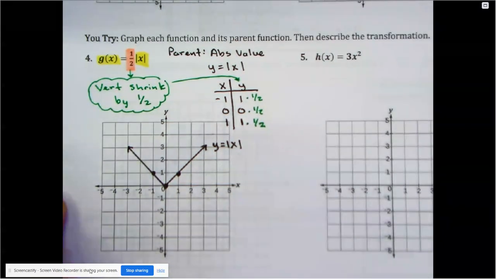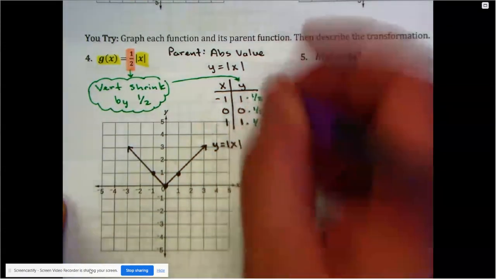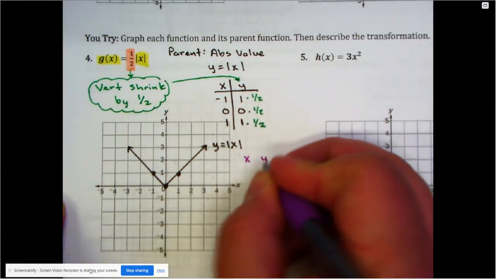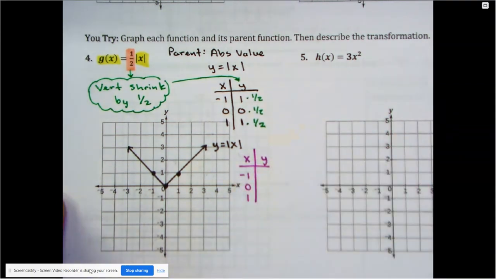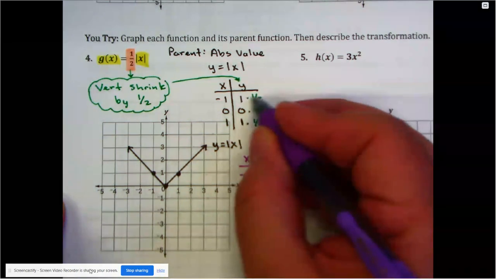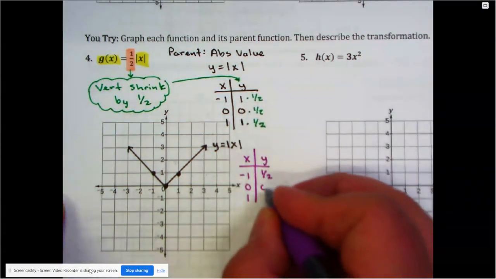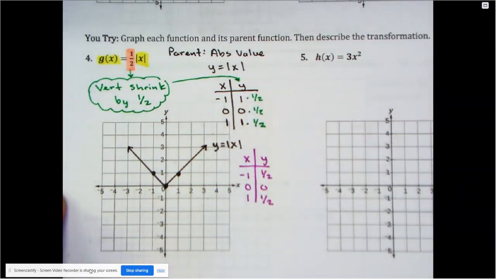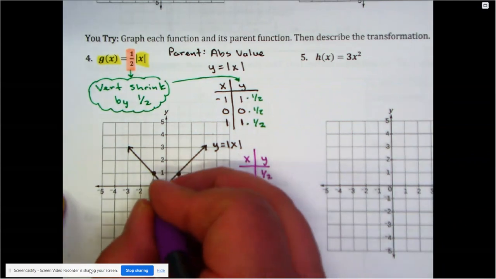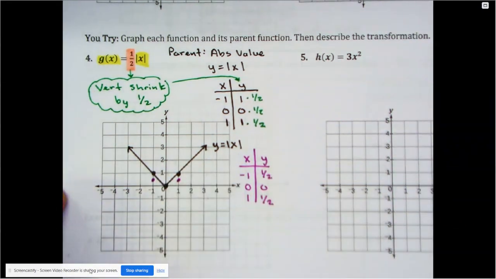And so now we're ready. We're going to create our brand new set of points here. So my new points, let's see, x and y. Still -1, still 0, still 1. But my new numbers are 1 times 1/2 is just 1/2. 0 times 1/2 is 0. 1 times 1/2 is 1/2. So you see the same numbers we just got earlier. So it should make the graphing a little bit easier, right? Look at that. Same numbers I started you off with before.